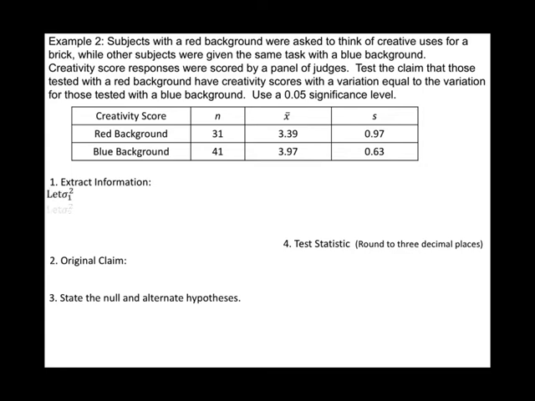Okay, we are working on variance, right? You could see the tester claims that those tests with a red background have a creative score with a variation. Okay, this is talking about the variation, so this is going to be the variance. And then which one is going to be your variance 1? So look at the sample standard deviation. This one has the larger sample standard deviation, so the variation of the red background will be your population 1, and then the blue background will be the variance population 2.